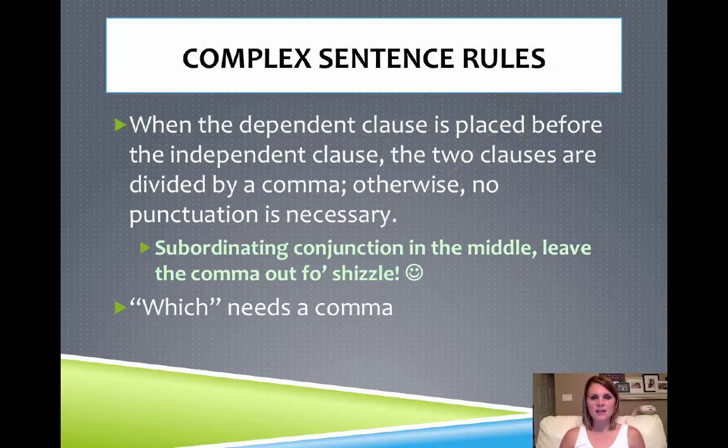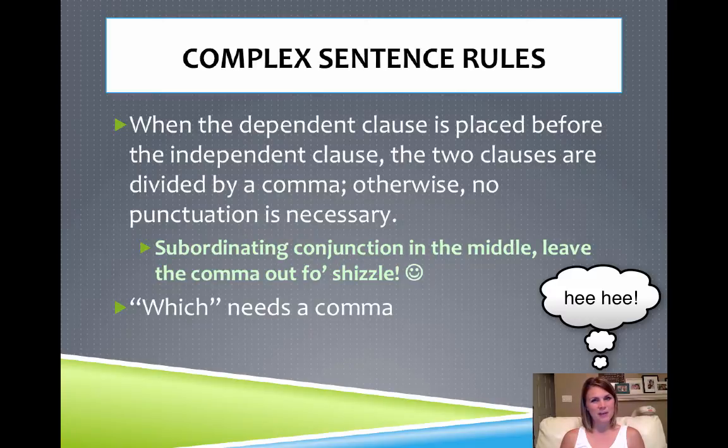Okay, so some complex sentence rules. This is just a refresher, but you need to remember this. It's important. When the dependent clause is placed before the independent clause, the two clauses are divided by a comma. It's introductory material when the dependent clause is at the beginning of the sentence. Otherwise, no punctuation is necessary. Subordinating conjunction in the middle, leave the comma out for shizzle.